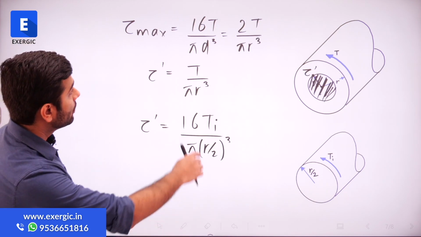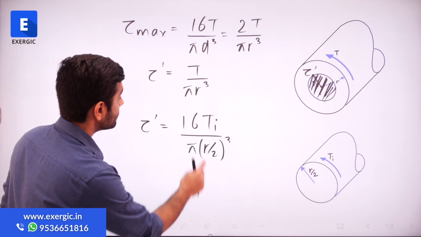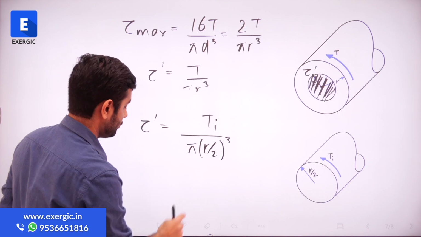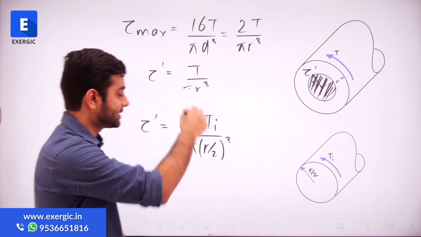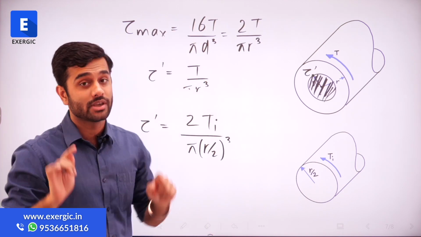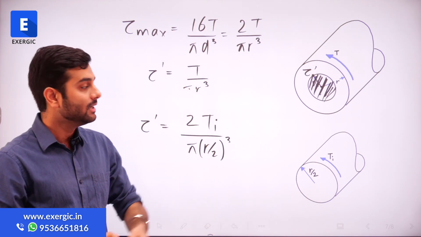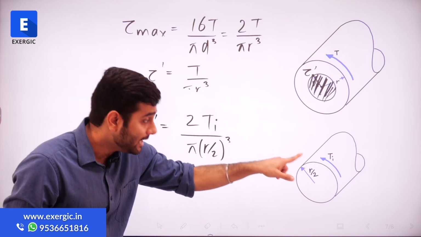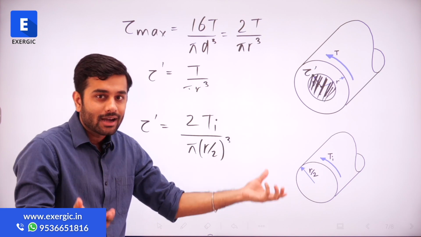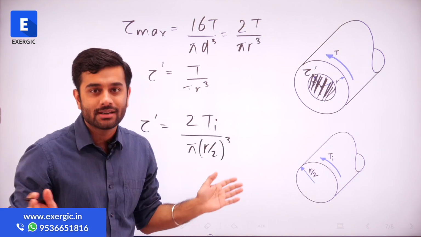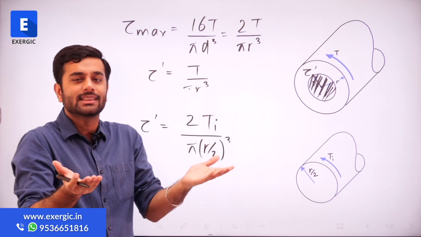or in terms of, okay wait, this is 2 Ti by pi r cube, right? I wrote 16 which comes here. Anyway, coming to the point that in this case I can use this expression for this shaft, for this inner core, like it's a standalone, it's a separate shaft, just like that.